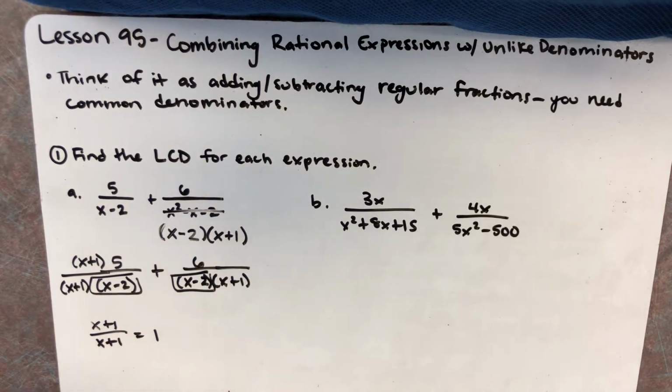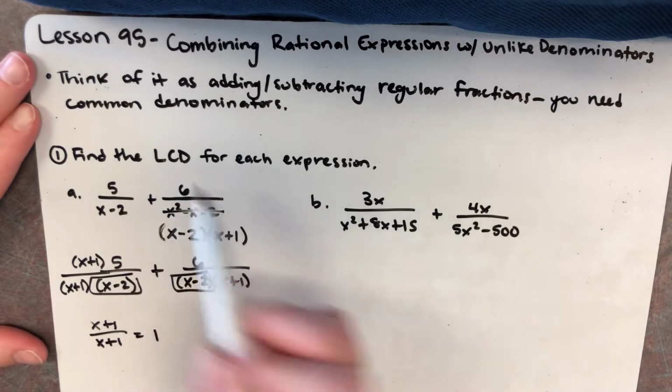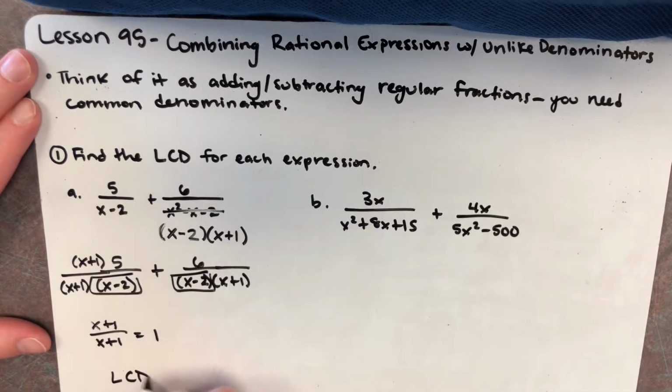Now, this question doesn't actually ask me to do any math. All I have to do is write down the least common denominator. So the LCD for these two fractions is x plus 1 times x minus 2.